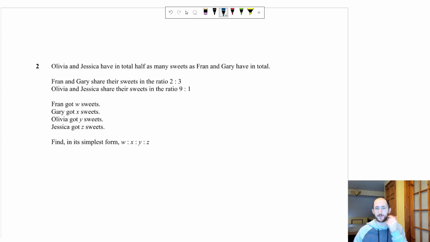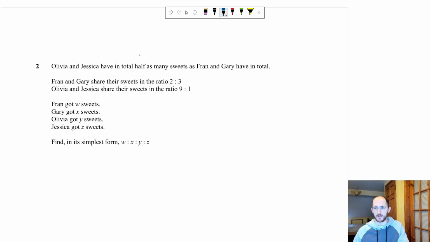Here we have everyone's favourite ratios question. But again, I want to hopefully explain this. Now, with ratios, they're not too difficult if you really understand them. So I'd advise, if you're really unsure, go back to the basics and really understand what a ratio is and what it shows. It shows proportion. Okay, so for example, this 9:1 here means that Olivia has 9 times as many as Jessica, as an example.